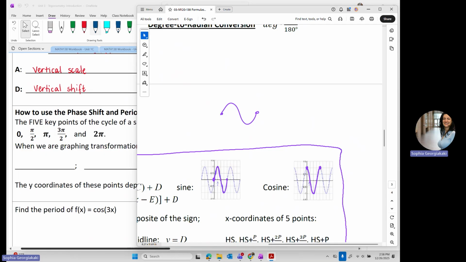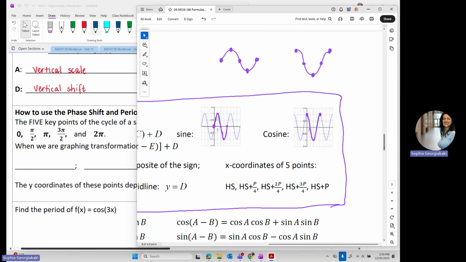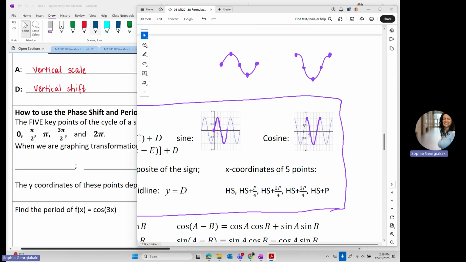And in one cycle, there are 5 critical points: the beginning and the end, the middle, and the 2/4 of the period. In the case of the cosine, the beginning, the end, and the middle will be the lowest point, and the first and third quarters will be at the midline. So you need those points. Now, depending on whether it's a sine or a cosine function, some will have an easier y to identify. Your y will be at the midline, plus the amplitude and minus the amplitude to find the highest and lowest points.